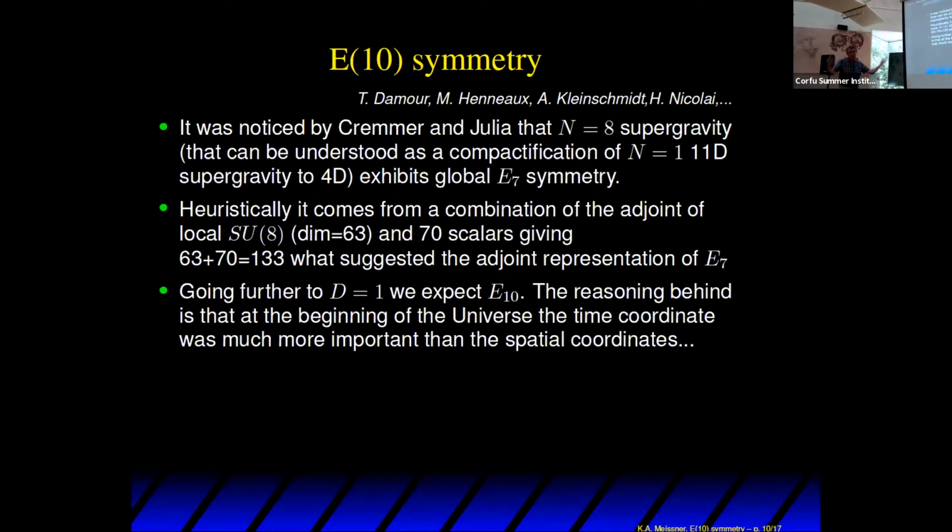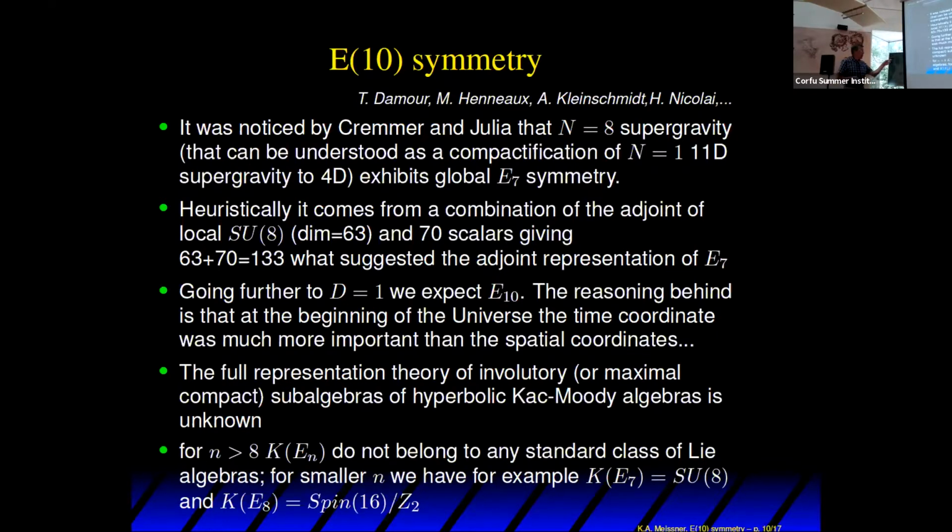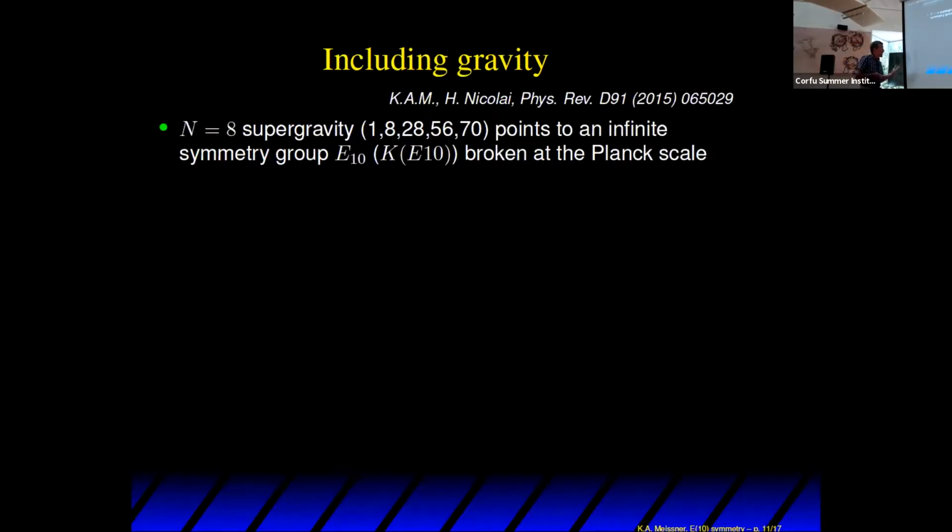Then we can write a Dynkin diagram for E10. We have the classification of compact Lie groups, and E8 is the biggest one, but E10 is a different thing. The full representation theory of such involutory or maximal compact subalgebras, since it is hyperbolic, is unknown. The mathematics of this is largely unknown. For n bigger than 8, they do not belong to any standard class. For smaller n, we know that, for example, the involutory subalgebra K of A7 is SU8 and K of E8 is Spin(16)/Z2. But we have E10.